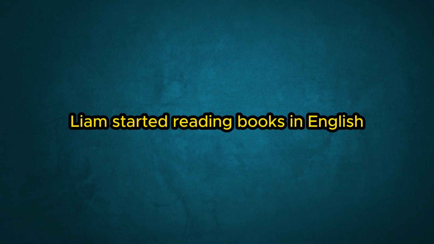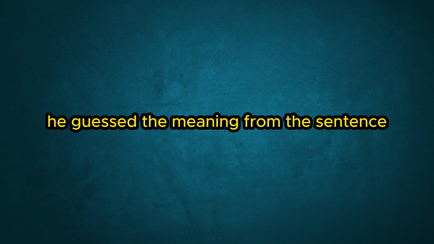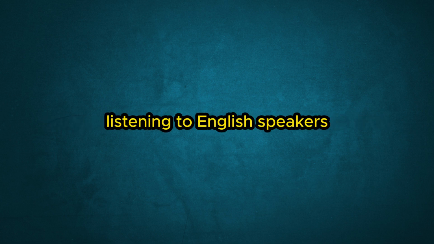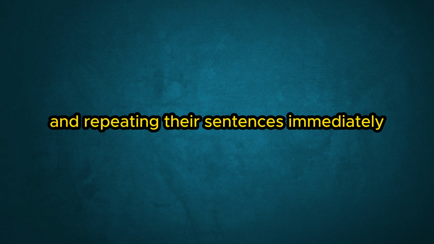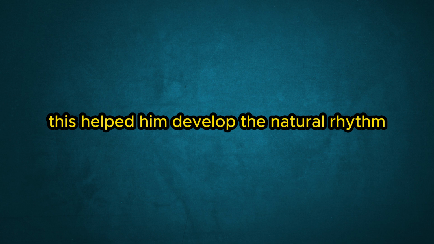Determined to improve, Liam started reading books in English without a dictionary. If he didn't know a word, he guessed the meaning from the sentence. He also practiced shadowing, listening to English speakers and repeating their sentences immediately. This helped him develop the natural rhythm of the language. A month later, something unexpected happened.